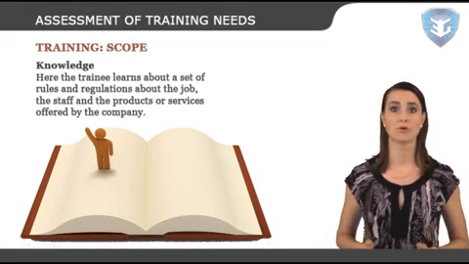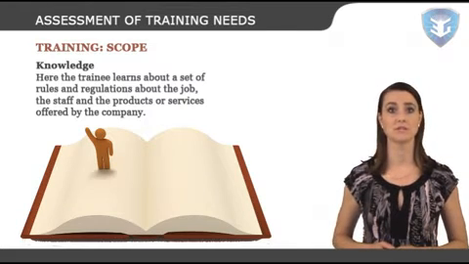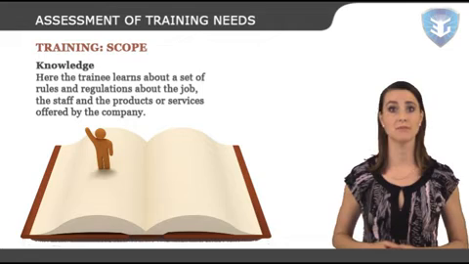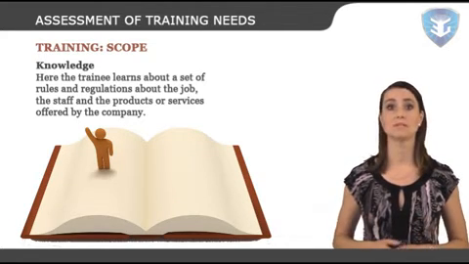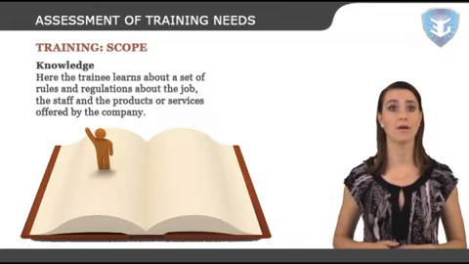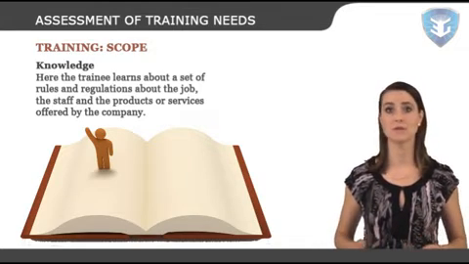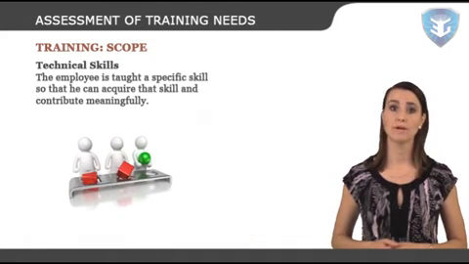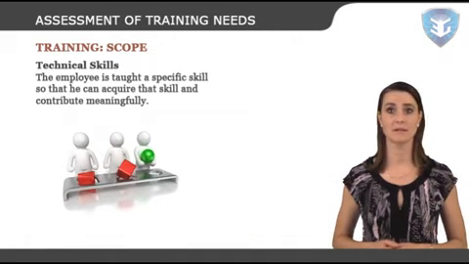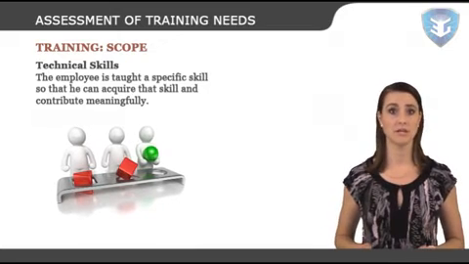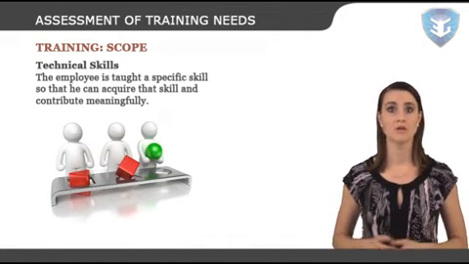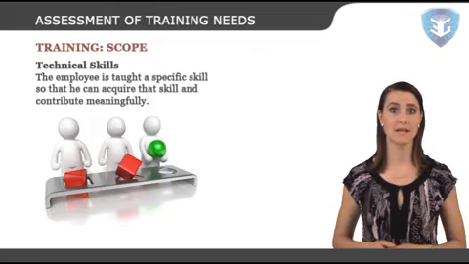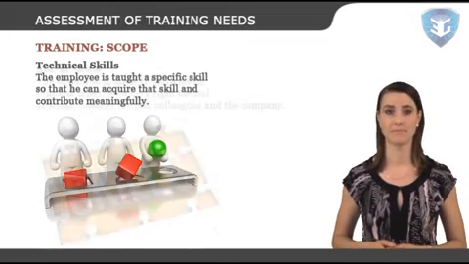Knowledge. Here the trainee learns about a set of rules and regulations about the job, the staff, and the products or services offered by the company. The aim is to make the new employee fully aware of what goes on inside and outside the company. Technical skills. The employee is taught a specific skill, for example, operating a machine or handling a computer, so that he can acquire that skill and contribute meaningfully.